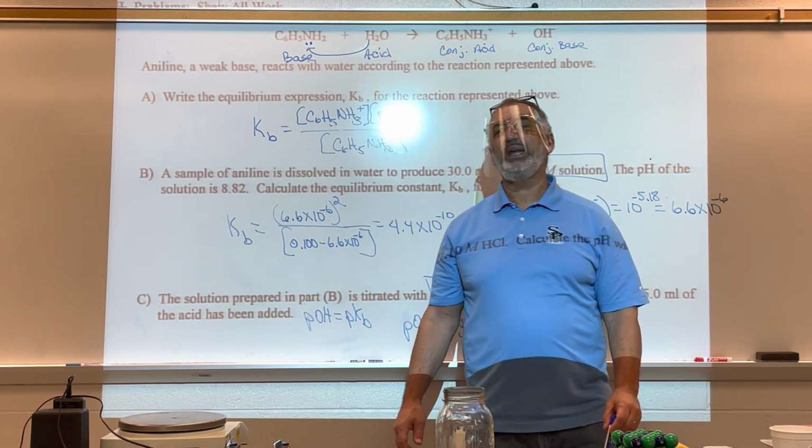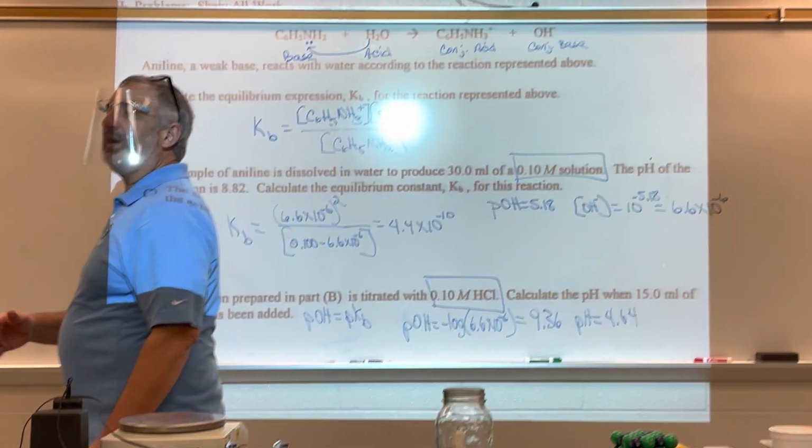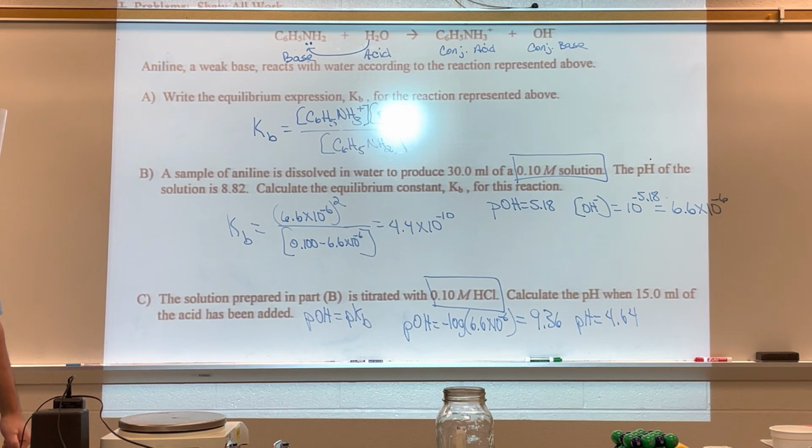Now, why is the pH at the half equivalence going down? Adding acid. Okay, so I'm adding acid. So it drops quickly, and then it starts to go level.